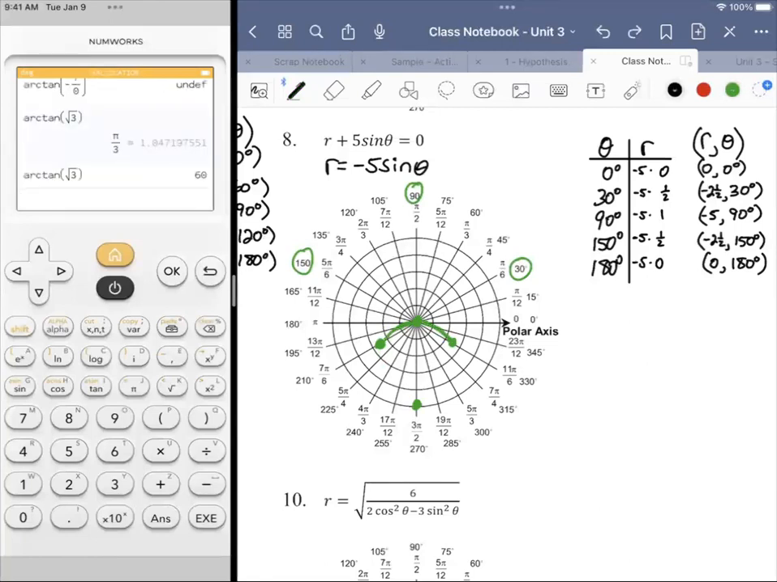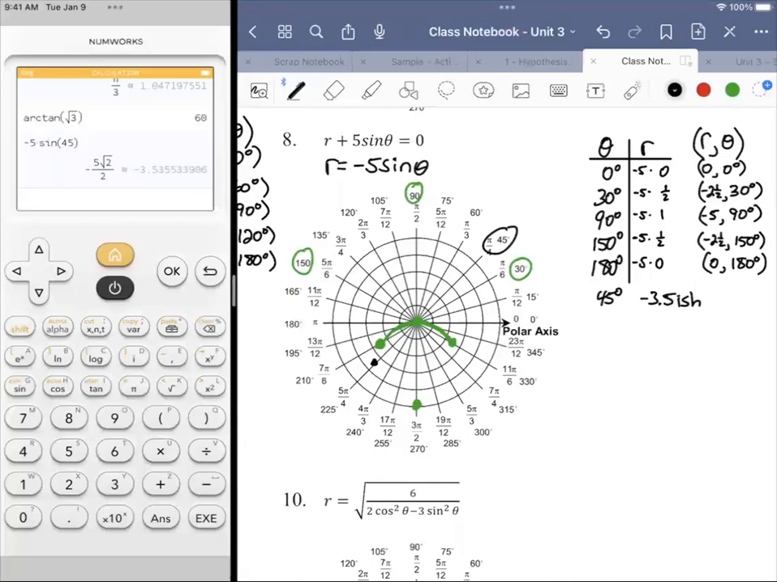And I'll just chuck in a few more, kind of in the middle here. I'll go with 45 degrees, right? So for this, I'd use the calculator, negative 5 sine 45. That gives me about negative 3.5-ish. So I'm standing at 45, at the pole, looking at 45. I'm going to go the opposite direction, 1, 2, 3.5-ish. You know, it gets me another point there, right?